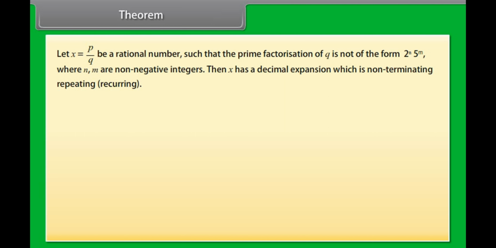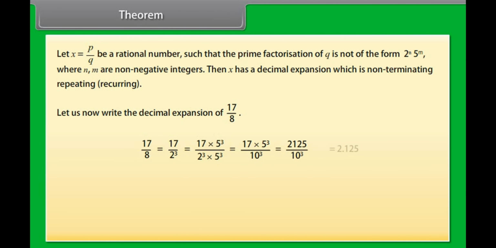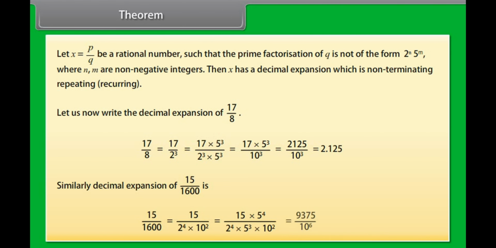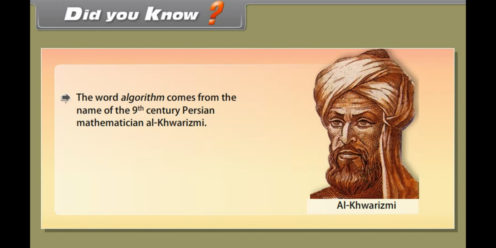Let x equals p upon q be a rational number such that the prime factorization of q is not of the form 2 raised to the power n, 5 raised to the power m, where n, m are non-negative integers. Then x has a decimal expansion which is non-terminating, repeating, recurring. Let us now write the decimal expansion of 17 upon 8. Similarly, decimal expansion of 15 upon 1600 is 0.009375.